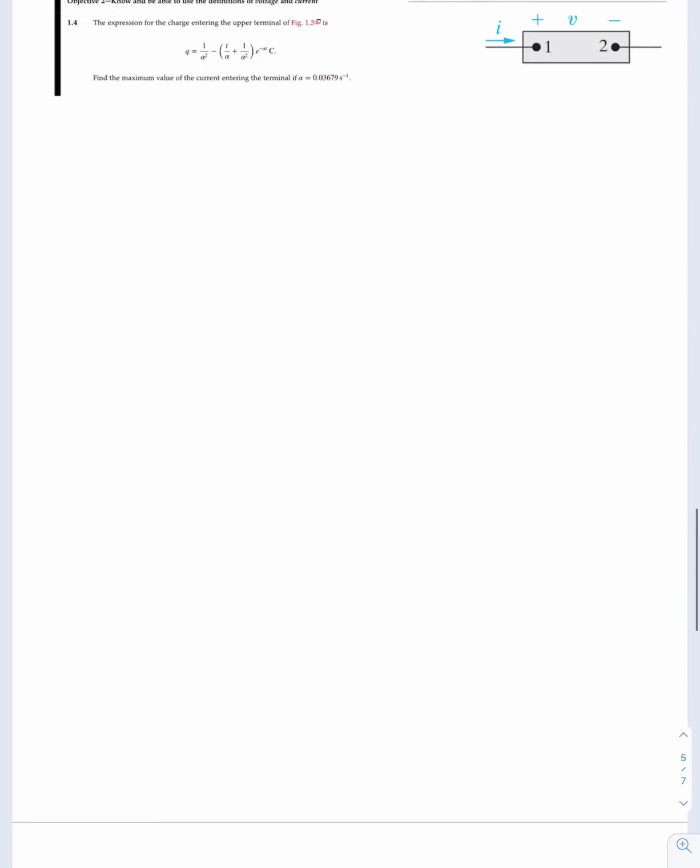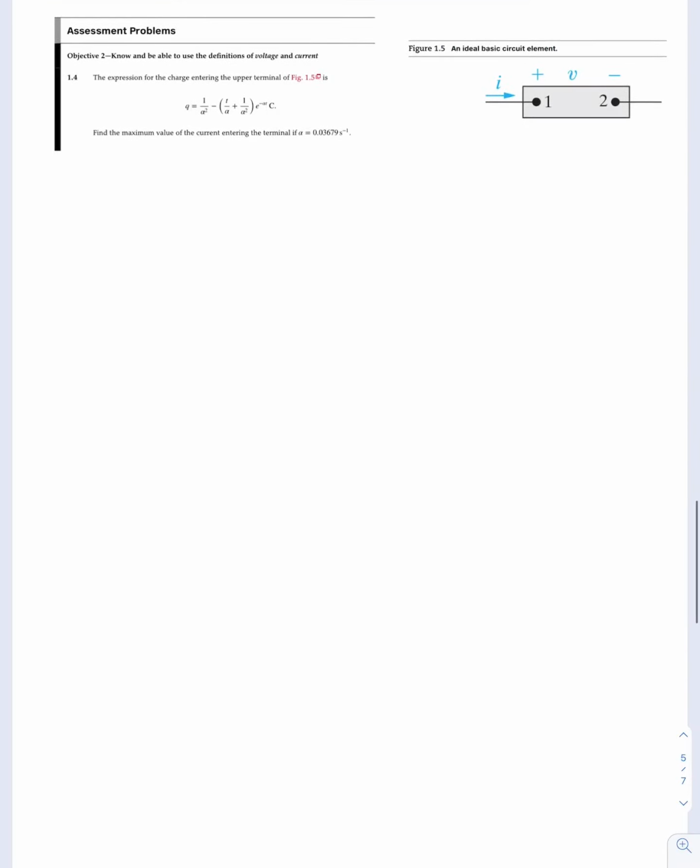Okay, one more problem. Assessment problem 1.4. All right. The expression for the charge entering the upper terminal, again, upper terminal is terminal 1, is such. Find the maximum value of the current.